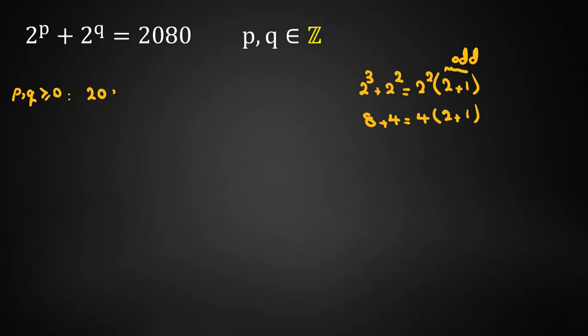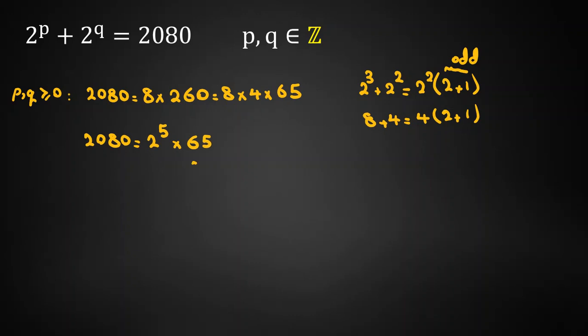So if we focus on 2080, it's a multiple of 4, a multiple of 8 also. If we divide by 8, it is 260. Then it's a multiple of 4, 8 times 4 times 65. That's good. Now we can say 2080, 8 times 4 is 32, is 2 to the 5, times 65. It is the odd part.